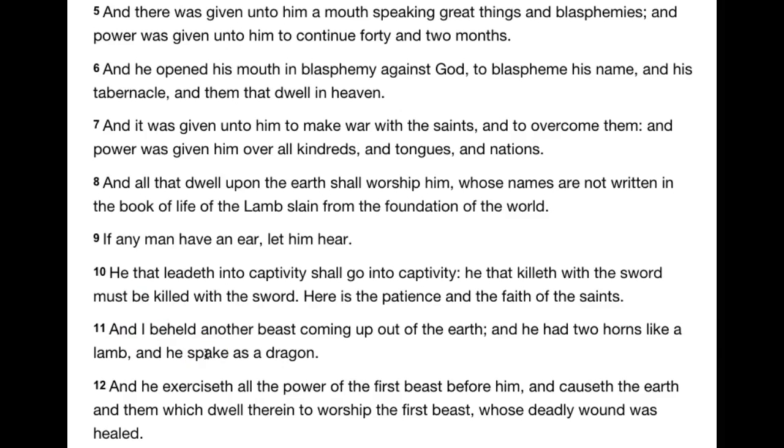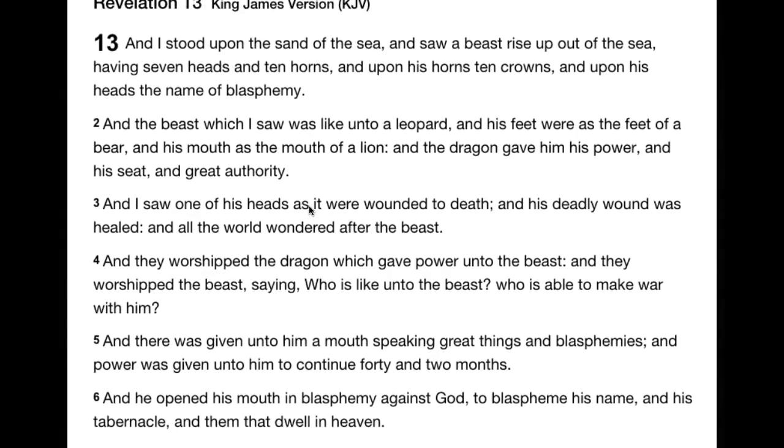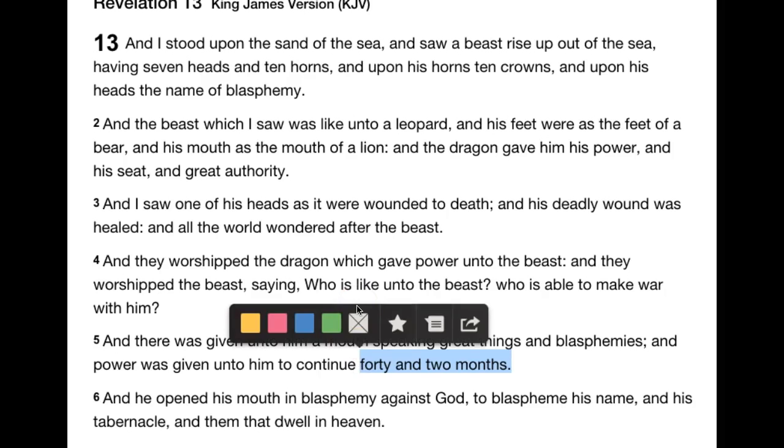So let's first go over the first 10 verses, and what you start to see is who this first beast is. Well, first of all, we can all agree that the first beast is talking about what? Papal Rome and the Roman Catholic Church. All roads lead to Rome, and we know that scripture is talking about that because it says that he speaks great things and blasphemies, that this beast will speak great blasphemies.